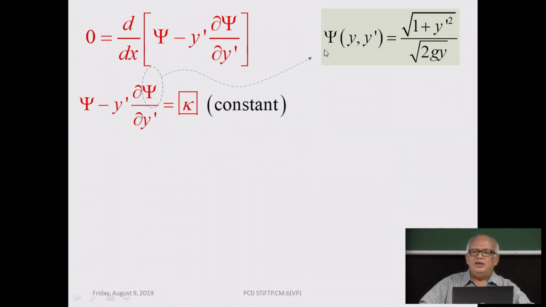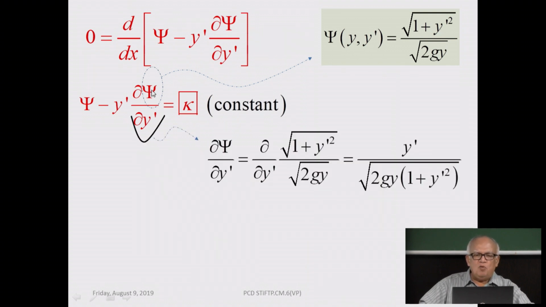So this is the constant. Psi, we know, is this function of y and y prime. Okay, and we can find the partial derivative of psi with respect to y prime, because we know how psi depends on y prime. The dependence of psi on y prime is in this term y prime square, but then of course 1 over root 2 gy will come as a constant, and then this itself comes under the square root. The derivative of 1 will vanish. So you take the partial derivative of psi with respect to y prime, and that is nothing but y prime over root 2 gy 1 plus y prime square, right?